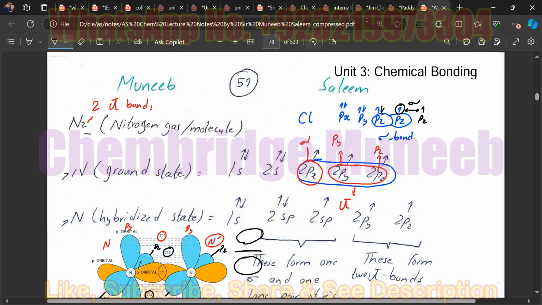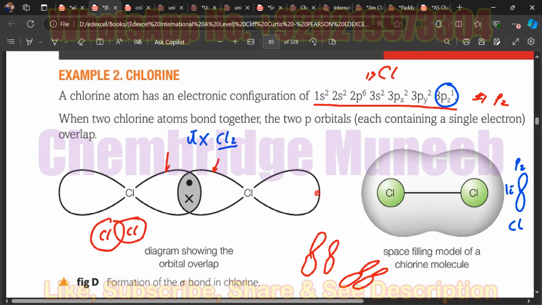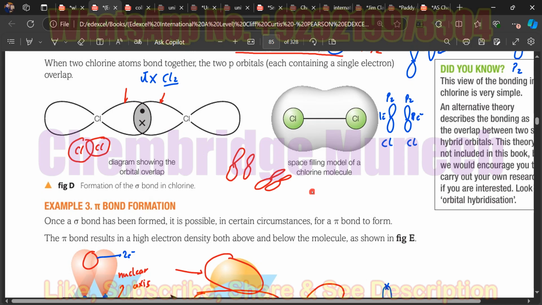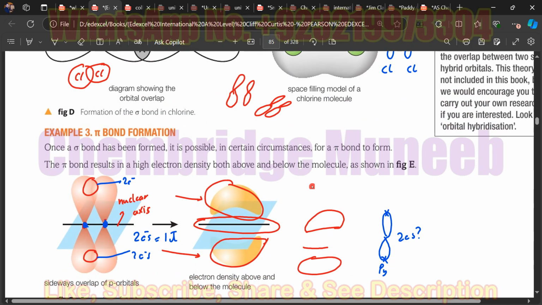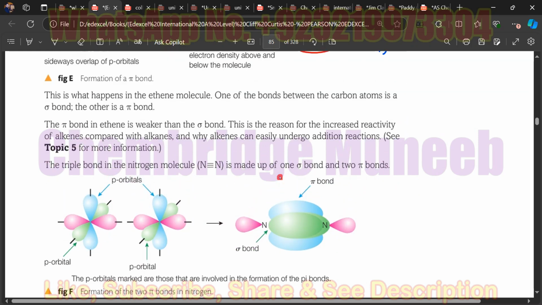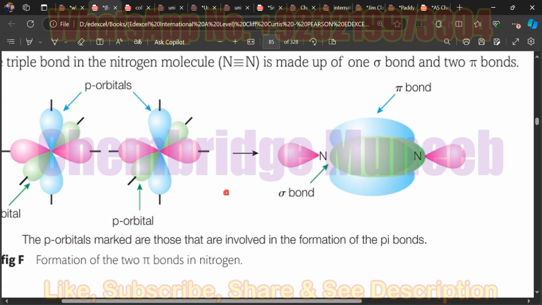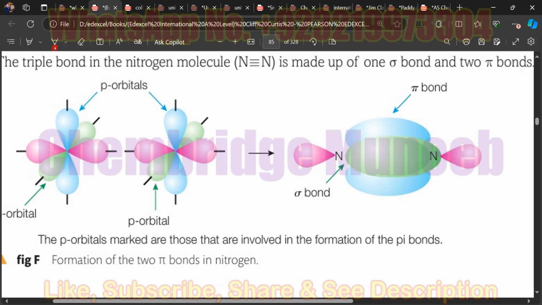Okay, so coming back to your book here, chlorine had only one p orbital empty, so it is showing the sigma bond, not the pi bond. Let's take the example of the nitrogen. It is just below this topic. The nitrogen atom here, again as I told you before, has three p orbitals.